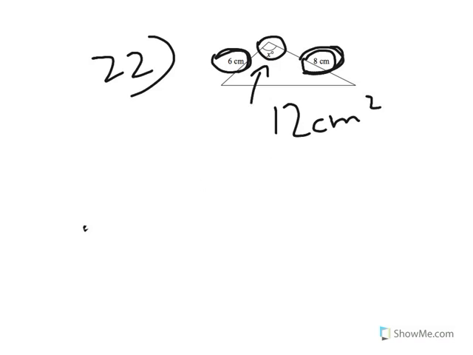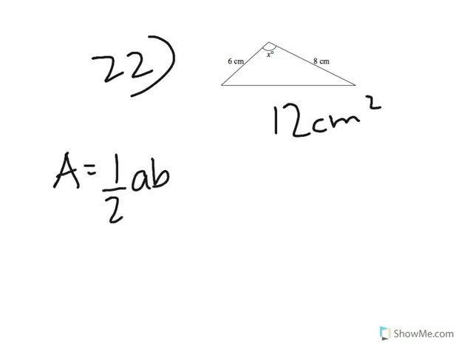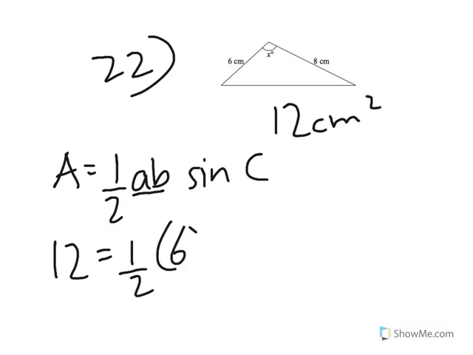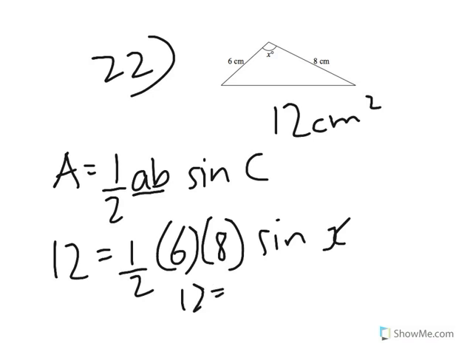So in this case, area is equal to half AB sine C, and C is in between A and B. So 12 centimeters squared is the area, which is equal to half times 6 times 8 sine x. And now we can just solve for x. Basically 12 is equal to 6 times 8, which is 48. 48 divided by 2 is 24, so 24 sine x. Let me continue somewhere here. Yeah, it's a bit bunched up.